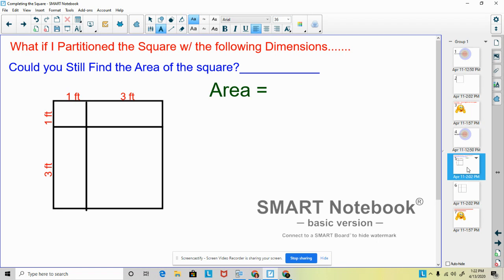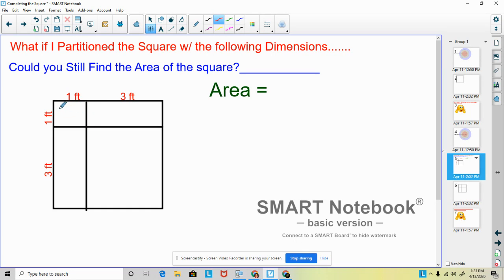All right, so look at the square and look at the dimensions that you have. So you're saying the length from, and let me highlight this for you, from here to here is 1. I guess I didn't draw that very well, but you kind of get what I'm saying. So the length from here is 1. The length here is 1. The length from here to here is 3 feet. And this is also 3 feet.